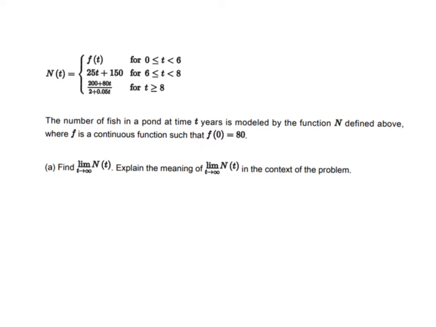For question 1, we have a piecewise function that models the number of fish in a pond at time t years. So our first question is asking us to find the limit as t approaches infinity of n of t. The first thing we need to figure out is which of the three parts of the piecewise function we're going to use. Hopefully you can see that infinity is a huge number. It's definitely going to be in the greater than 8 section. So we're going to use that for our limit.